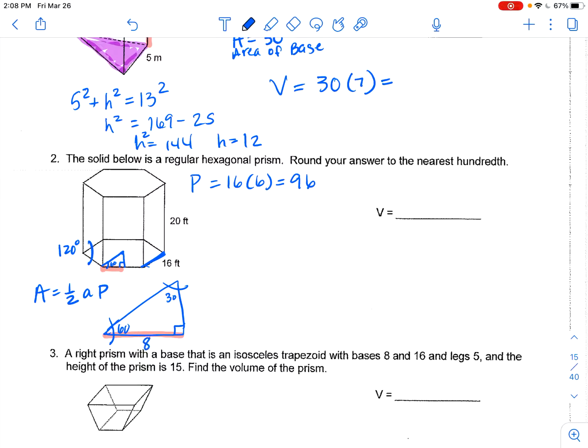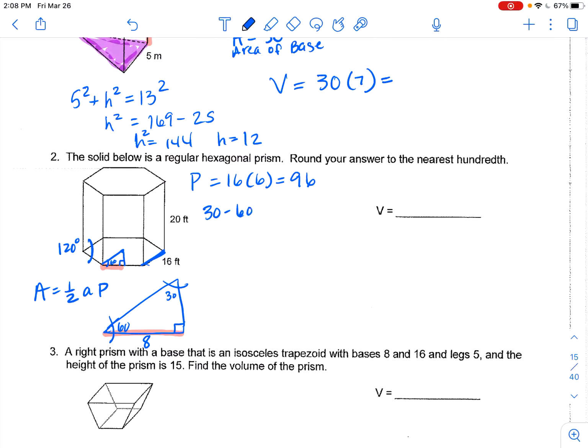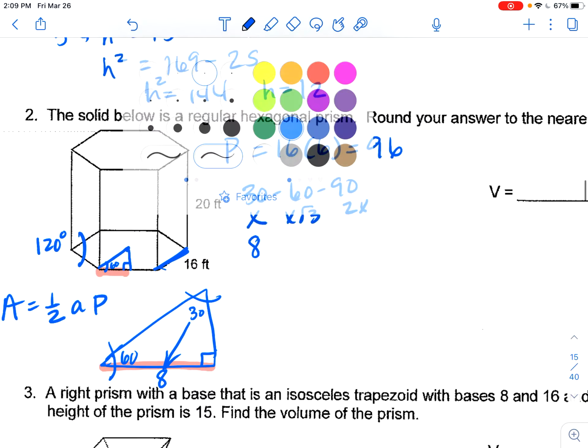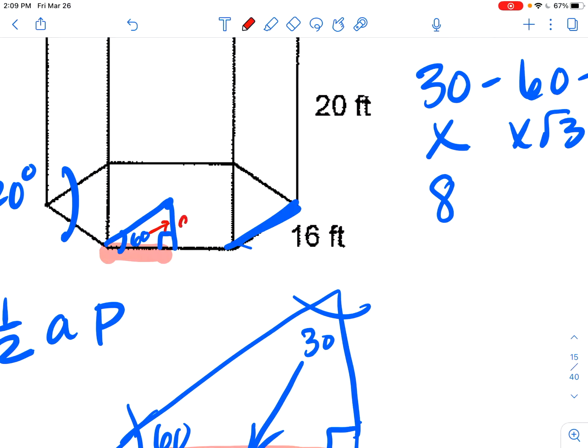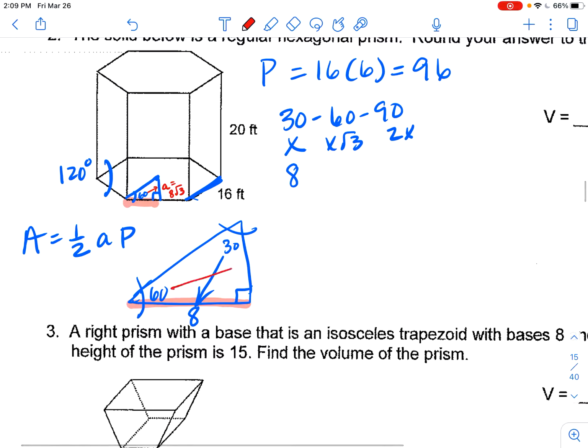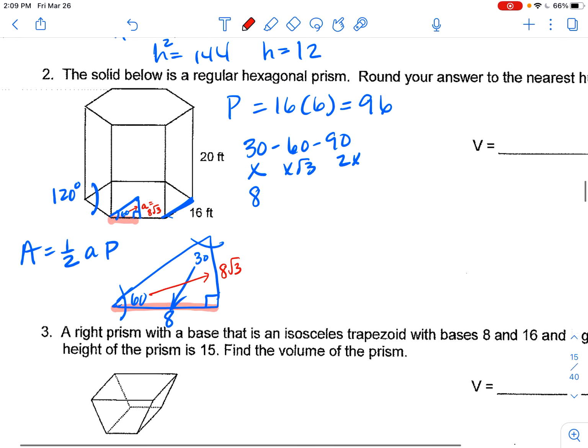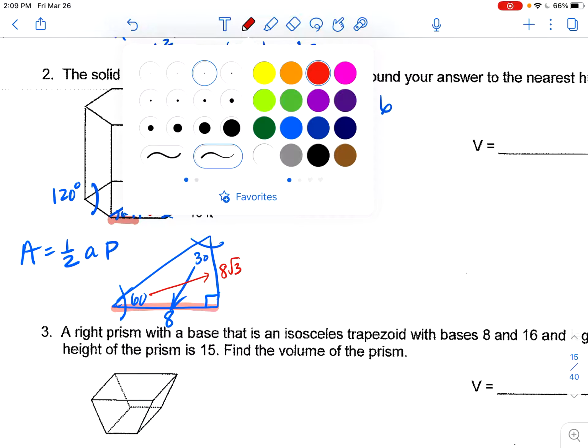The apothem is found, I need 1/2 of that, so this piece right here is going to be 8. And this is a 30-60-90 triangle, x, x root 3, 2x. 8 happens to be across from the 30, so across from the 60, I'm going to zoom in here so y'all can see this. Across from the 60, that's my apothem. And so that is going to be 8 root 3. Is that all right, everybody? 8 root 3. That's the apothem. That's what I need for the area of this hexagon.